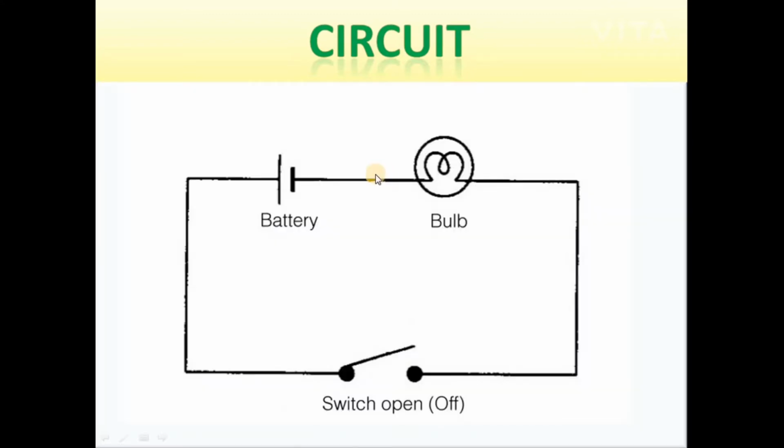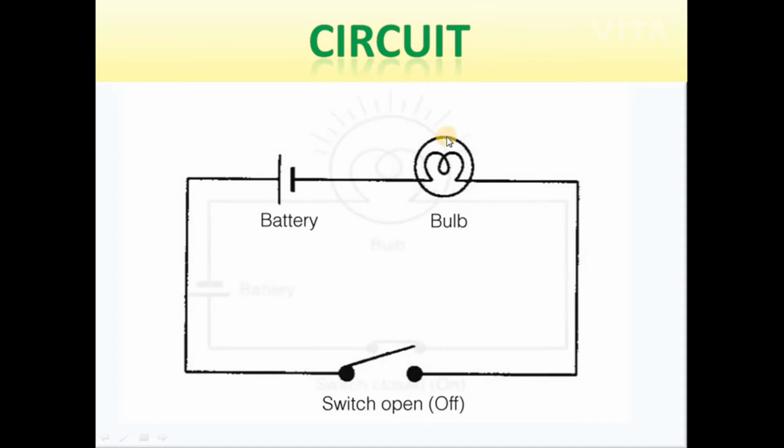Here is the simple circuit of a torch: a battery, a switch and a bulb. The battery is connected to the bulb via the switch. When the switch is open, that means the switch is off, there is no connection between the battery and the bulb.